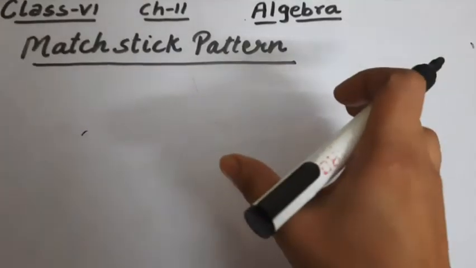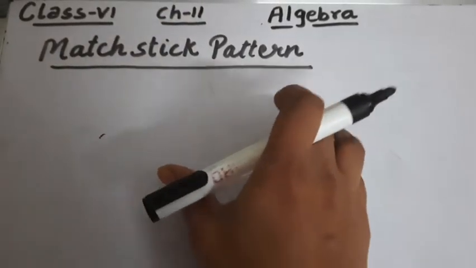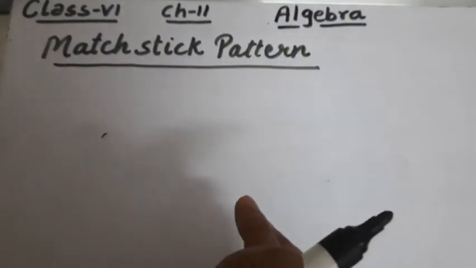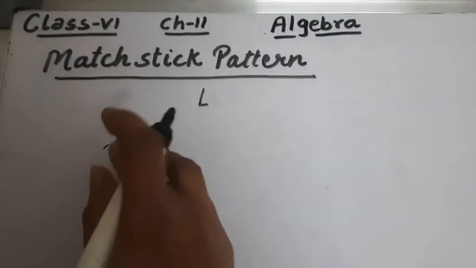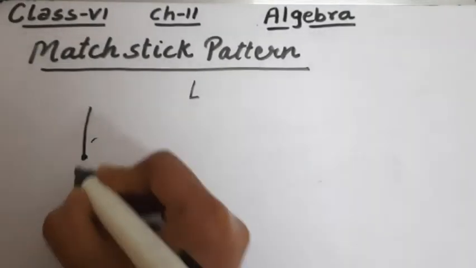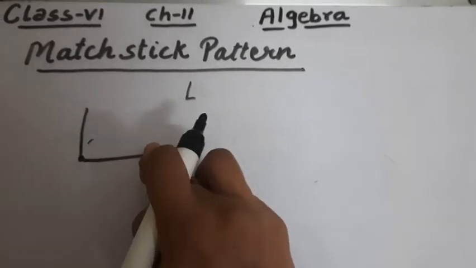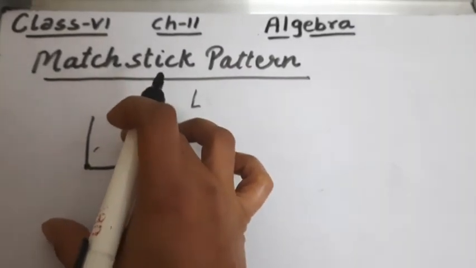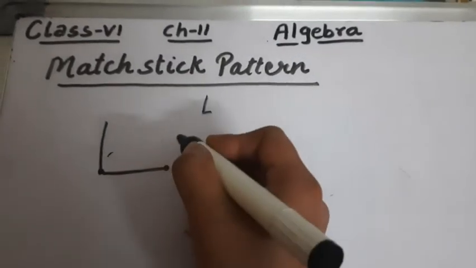What is matchstick pattern? You all know matchsticks. Suppose I am having matchsticks and with the help of these matchsticks I am making something. Okay, let's take a simple example. Suppose I am making L with the help of matchsticks. So for making one L, how many matchsticks are required? I'll place one matchstick like this and one matchstick like this. Two matchsticks are required.